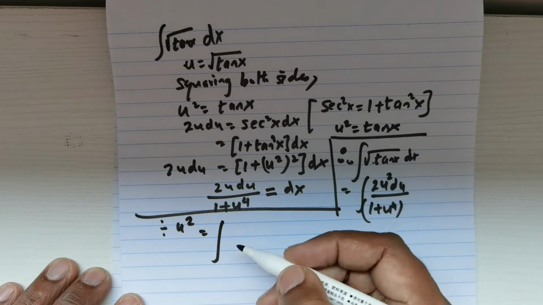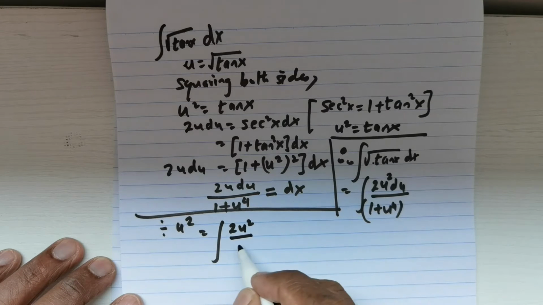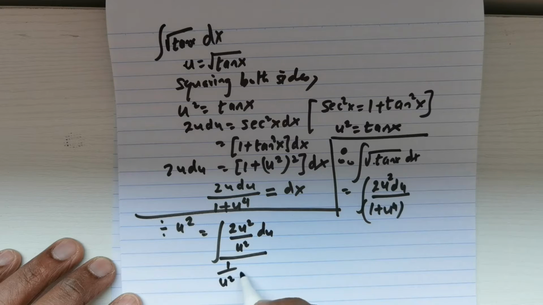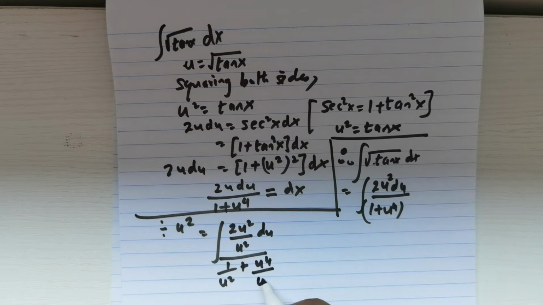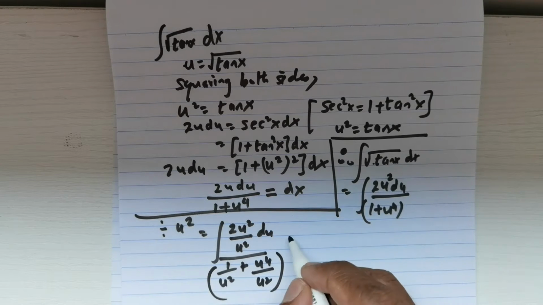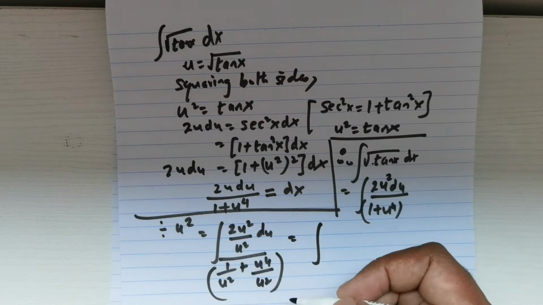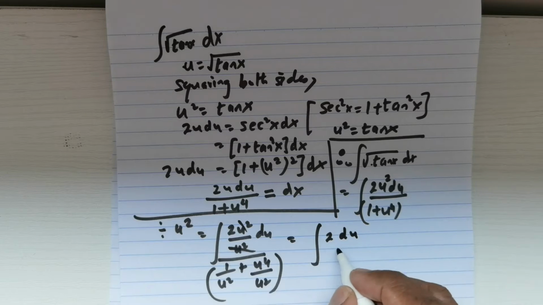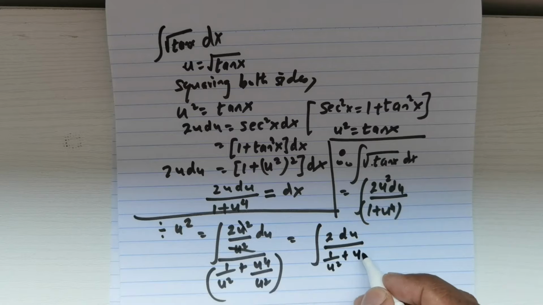That means I now have 2 times u squared divided by u squared, times du, over 1 over u squared plus u to the power 4 divided by u squared. The u squareds can be cancelled, giving me 2 du divided by 1 over u squared plus u squared.